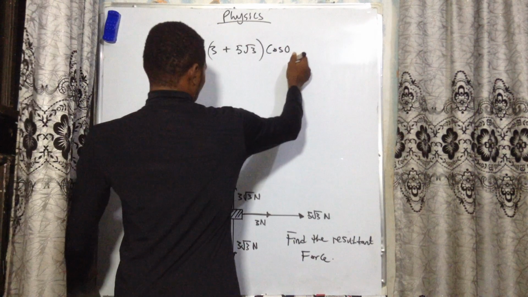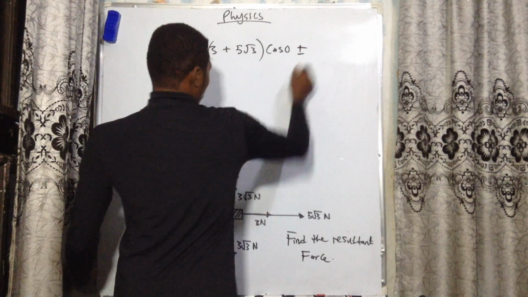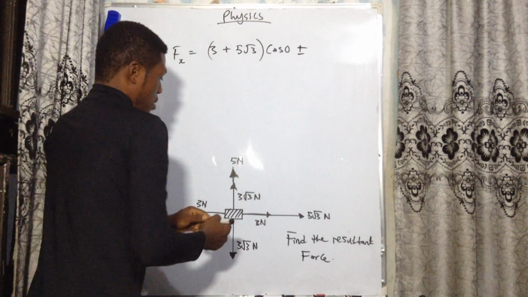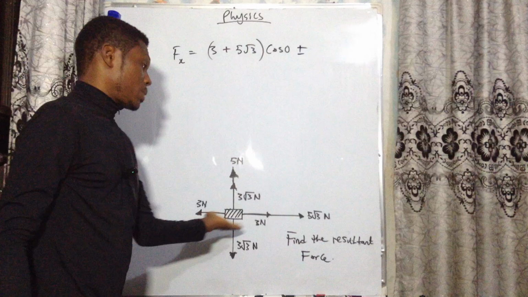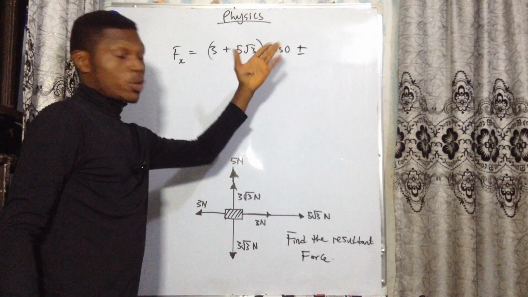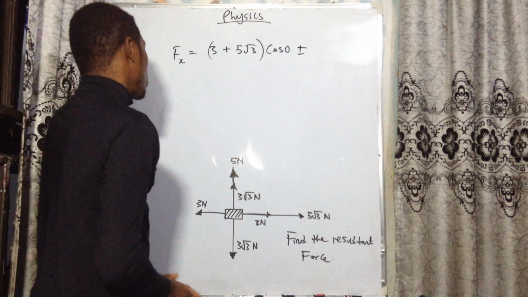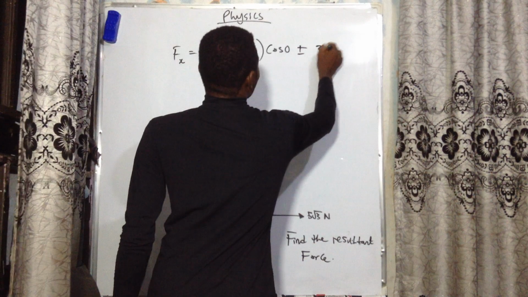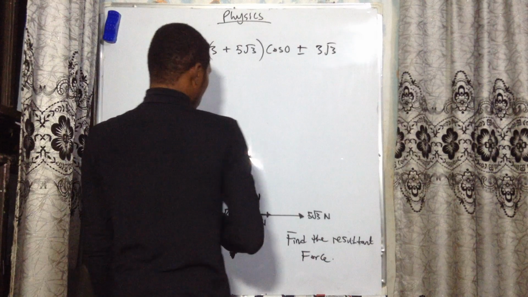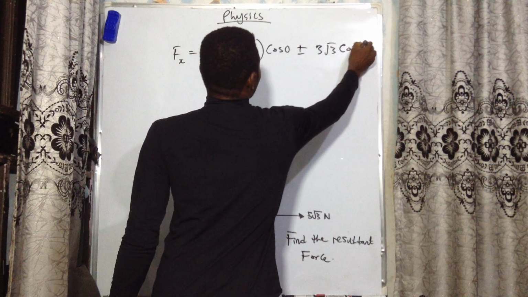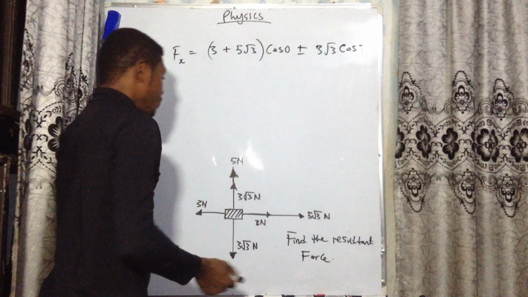Then plus or minus, this one has no component in the horizontal direction. That was why I put just plus or minus. But no, it is 0. At the end, it will be 0. So plus or minus 3 root 3 cos 90. Okay? Cos 90 is equal to 0.